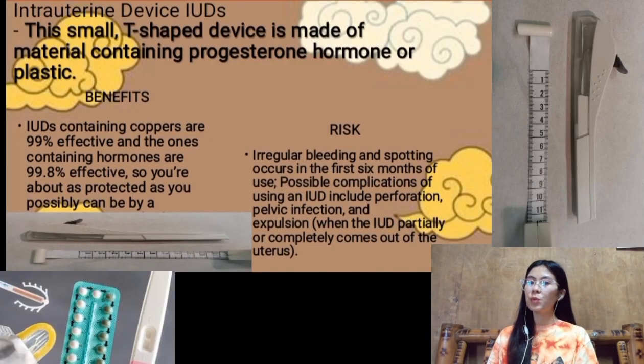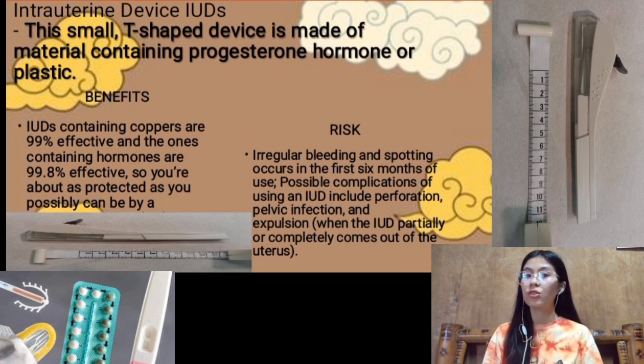So the next one is the intrauterine device, or IUD. It offers very effective protection against pregnancy. This T-shaped device is made of plastic containing the hormone progesterone, or of plastic and copper. It is fitted inside the woman's uterus by a trained healthcare provider. It is a long-acting and reversible method of contraception, which can stay in place for 3 to 10 years, depending on type. IUDs containing copper are 99% effective and ones containing hormones are 99.8% effective.